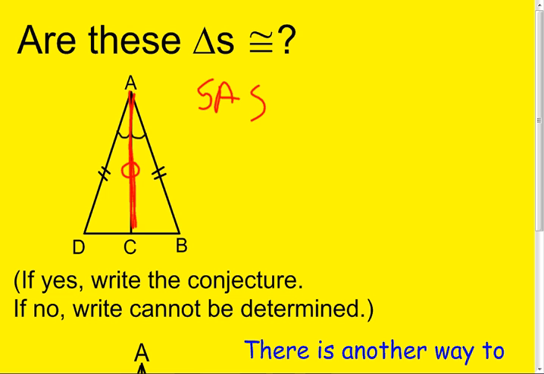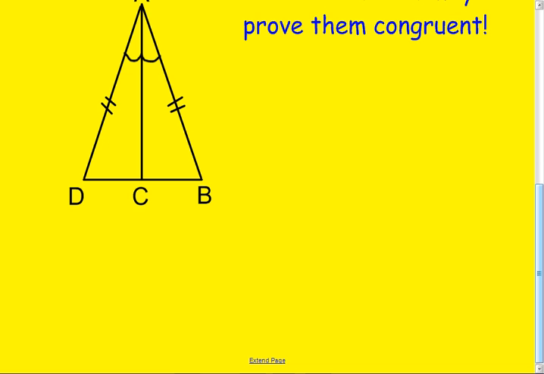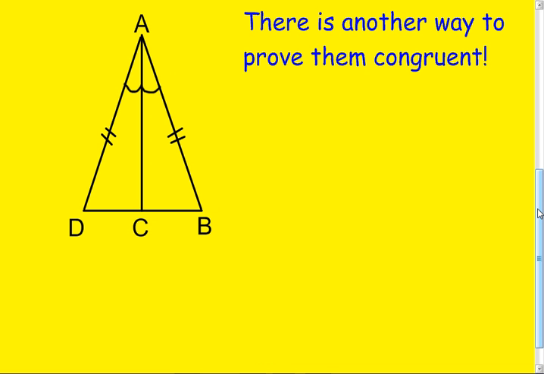Is there another way to do this? Yeah, because both angles are 90 degrees. No, I don't know if they're 90. But I know something about that triangle. What kind of triangle is it? TJ, what kind of triangle is it?